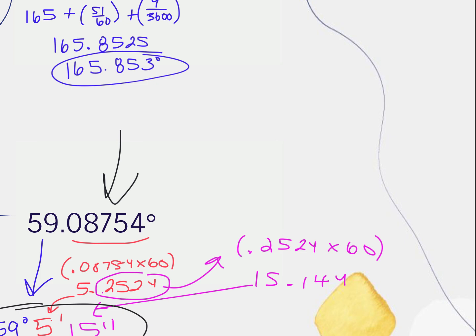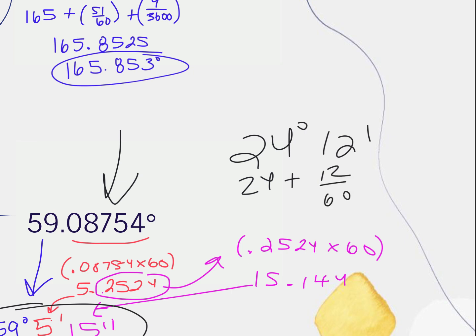One of the questions, somebody came up to me, they're like, you didn't teach us how to do this one. It was like 24 degrees and say 12 minutes. She's like, what do I do for the seconds? 0 over 3,600. Like that's it. This would be 24 plus 12 over 60 plus 0 over 3,600. Just throw it in your calculator.